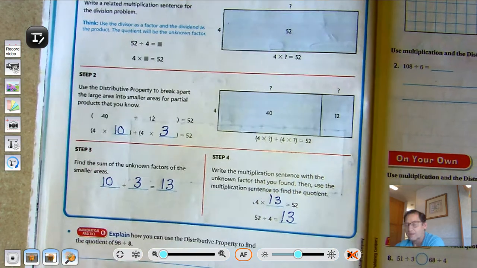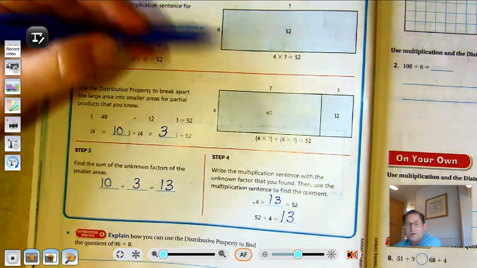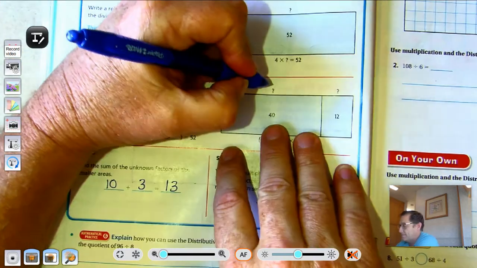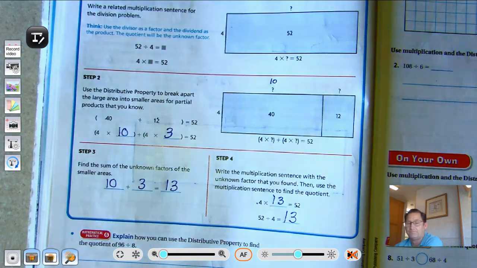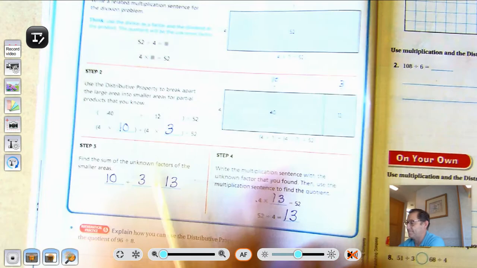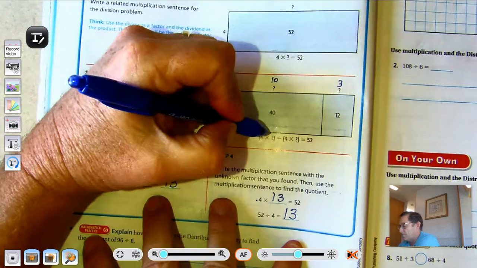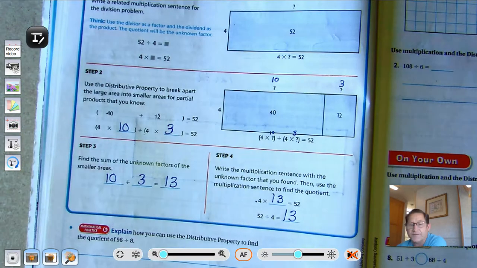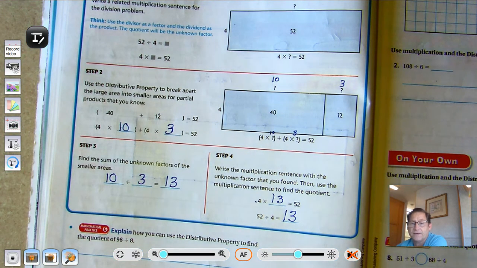Okay. Let's go ahead and fill in these question marks on this area model. 4 times what is 40? 10, right? 4 times what is 12? 3. So 4 times 10 plus 4 times 3 gives us 52. 40 plus 12 is 52.